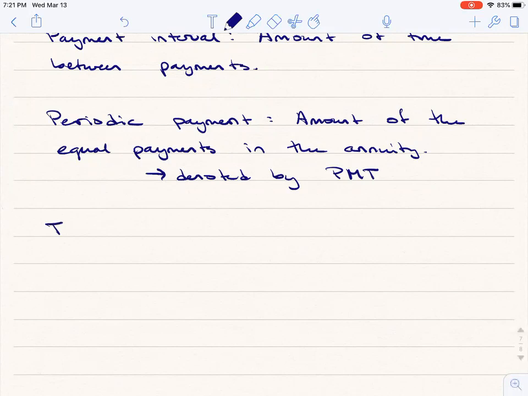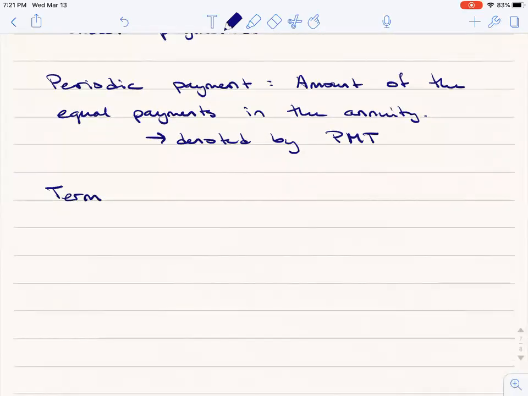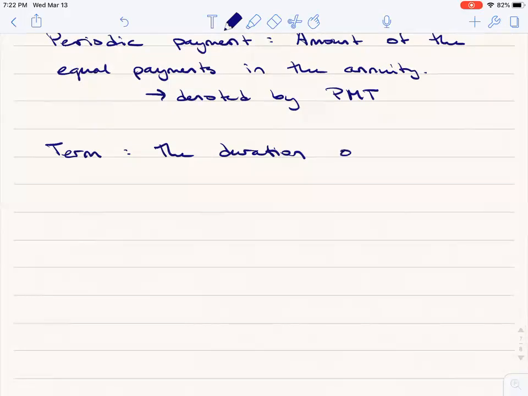And let's just say that the term is just the duration of the payments, right? How long are you making these payments for? Say you buy a car and you're making payments for 4 years, that's your term. And then you're done. So the duration of the payments.